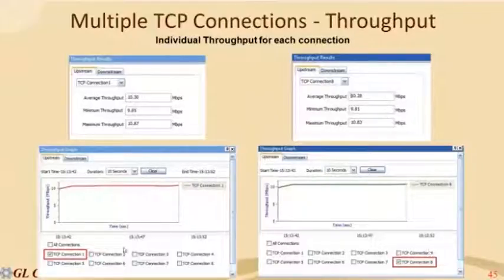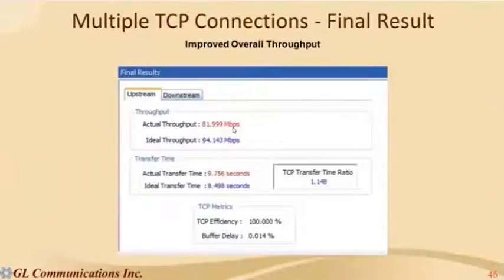So we plot the throughput graph individually. The user can select the connection and view the graph per connection. With these 8 connections, we see improved throughput. The actual throughput has now gone up from 10 to around 81. That is an 8 times increase. And the transfer time ratio has improved very much. Buffer delay is almost the same because RTT remains the same.